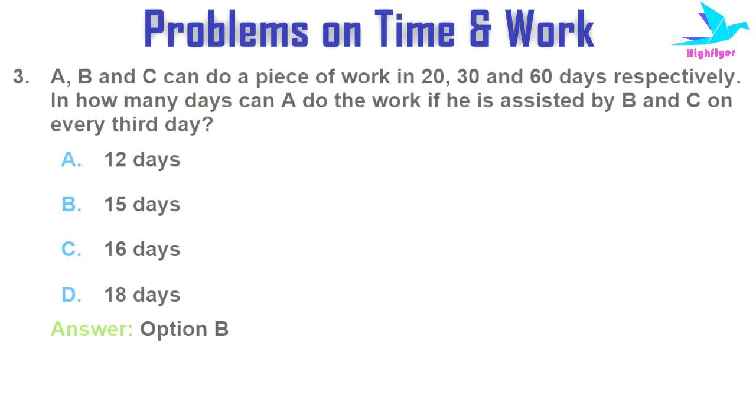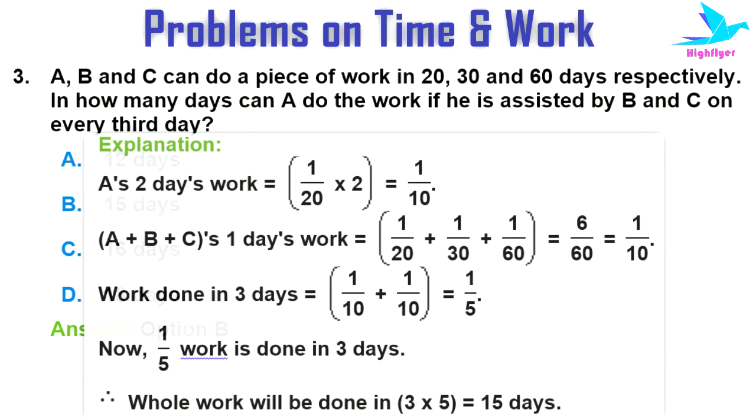Next question. A, B and C can do a piece of work in 20, 30 and 60 days respectively. In how many days can A do the work if he is assisted by B and C on every third day? The options are 12, 15, 16 or 18. The right option is option B, 15. Let's see how.